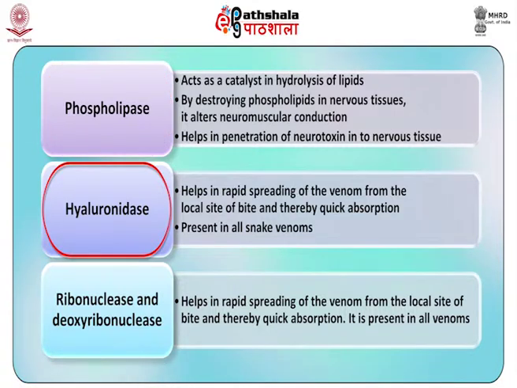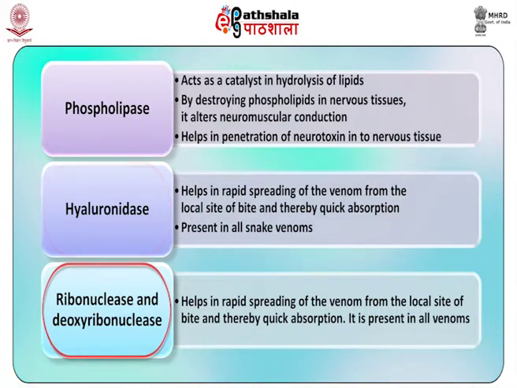Next is hyaluronidase. It helps in rapid spreading of the venom from the local site of bite and thereby quick absorption. It is present in all of the snake venoms. Next is the ribonuclease and deoxyribonuclease. It helps in rapid spreading of the venom from the local site of bite and thereby quick absorption. It is present in all venoms.